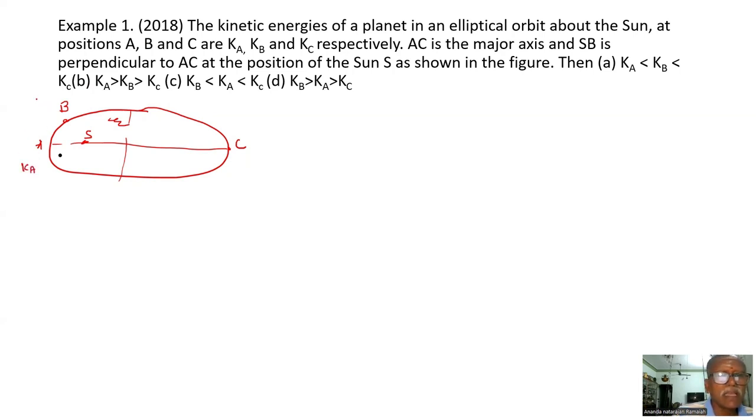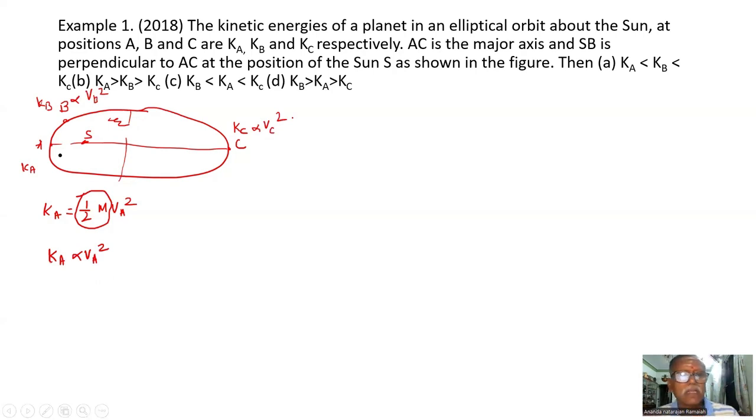Here the kinetic energy is Ka, here the kinetic energy is Kb, here the kinetic energy is Kc. What is kinetic energy? Ka equals half m Va square. The same way we can write for Kb and Kc. So half m is constant. That's why Ka is proportional to Va square, the velocity at that point. Kb is proportional to Vb square, and Kc is proportional to Vc square.